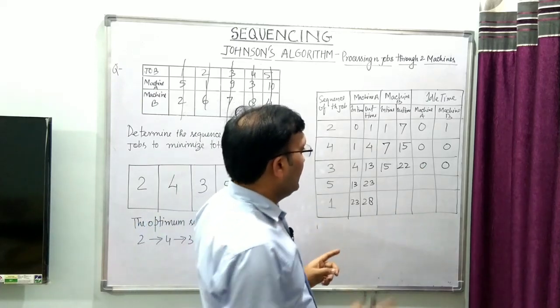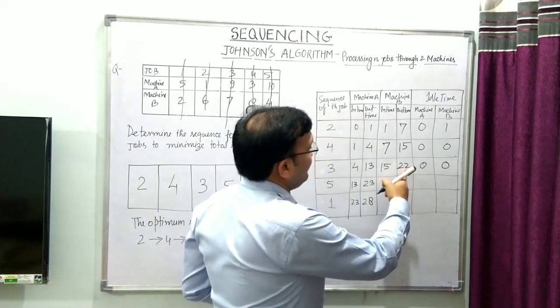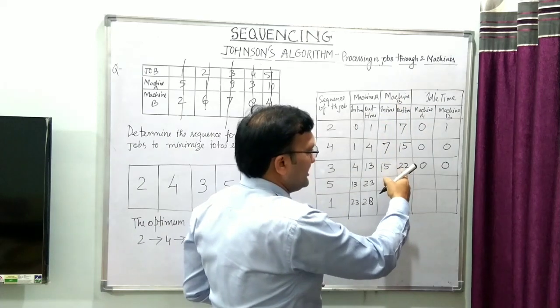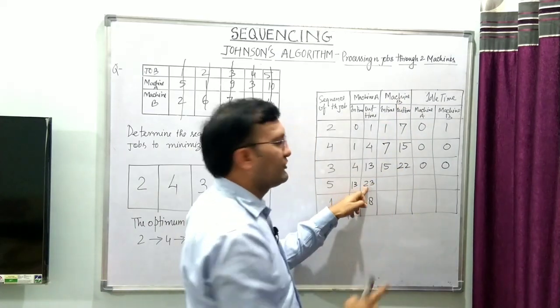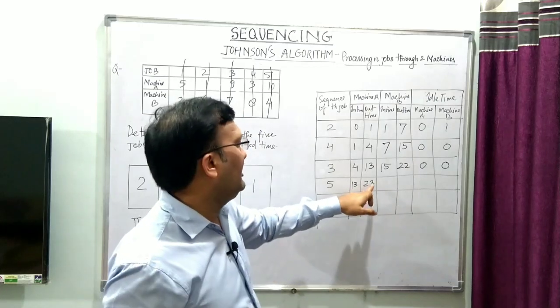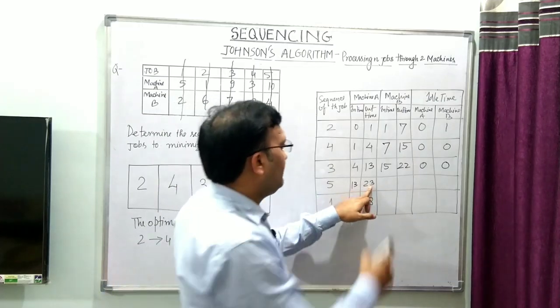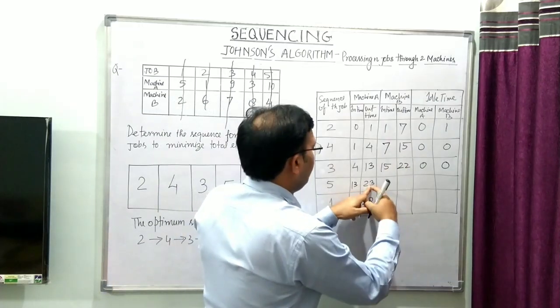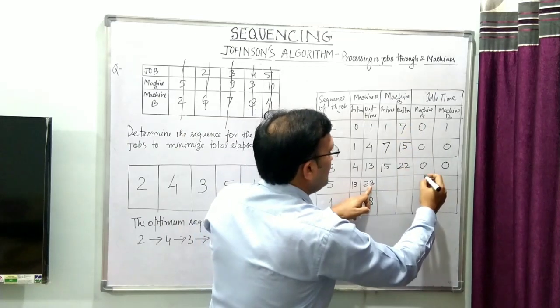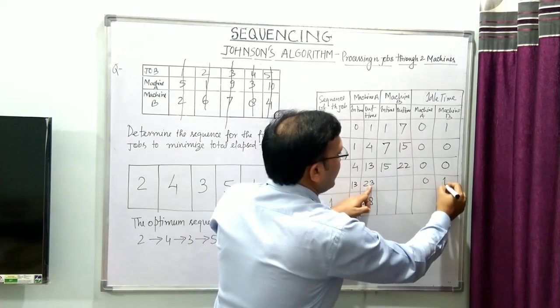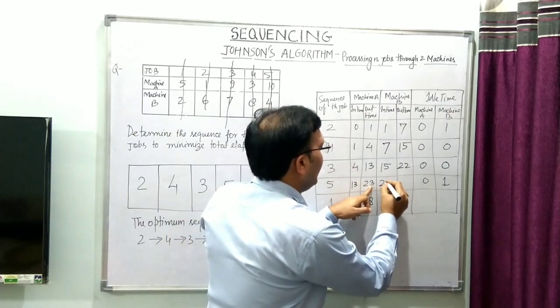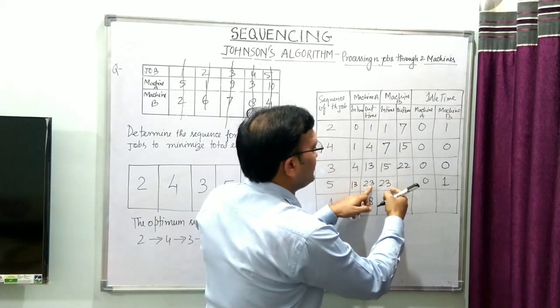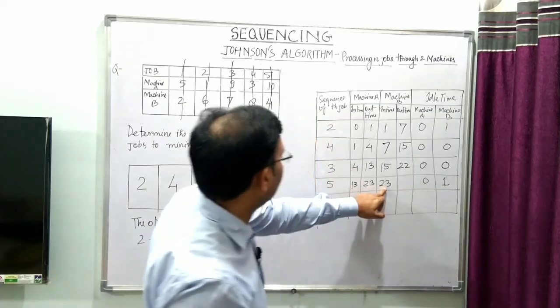But here look, at 22 hours machine B has finished, but it cannot start here at 22 because machine A is still running. It will give the material at 23. So for this 1 hour machine B has to wait. So there is idle time of 1 hour for machine B. So machine B shall be starting at 23, not at 22, right?